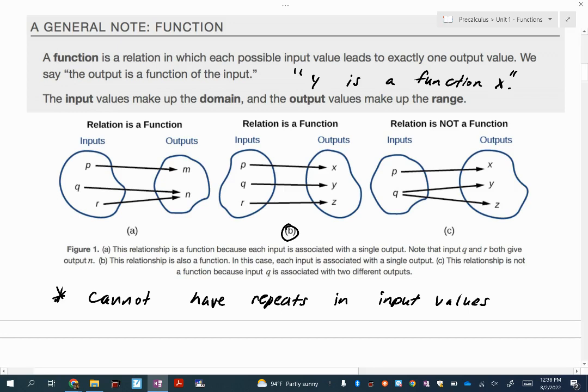It's still a function. But as you can see in this input here for part C, right? Part C, we have Q is repeating. So if I asked you, if I said, okay, I know that letter Q is my input, could you tell me the output? And the answer is no, you couldn't, right? Because it could be Y, it could be Z.